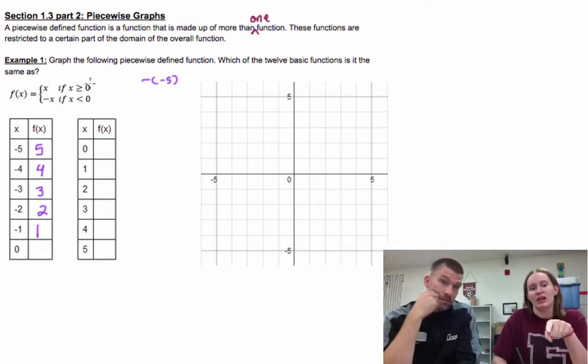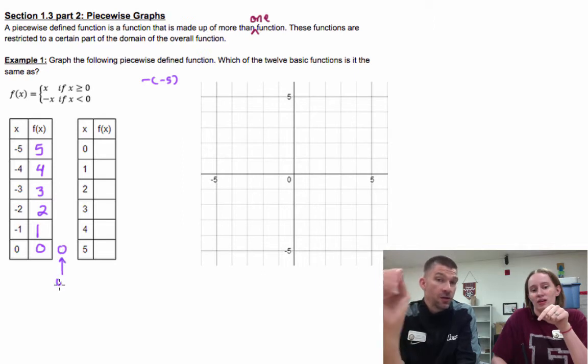Now, here's the deal. Where it switches needs to be plugged into both functions. Here, when we plug in 0, we get 0. And what happens is that this is going to have an open dot on our graph, because we can't actually include the 0 at this point.